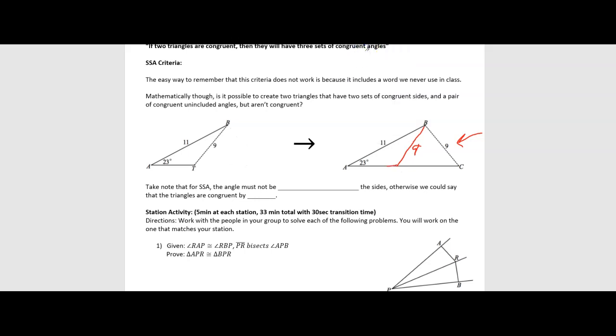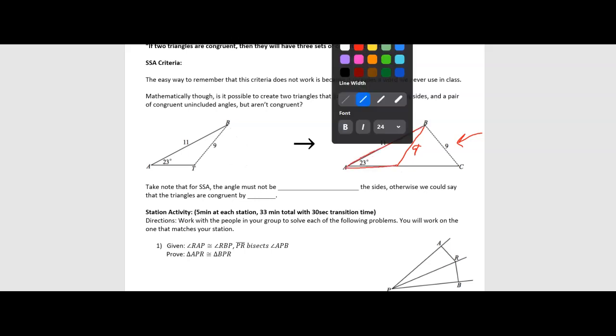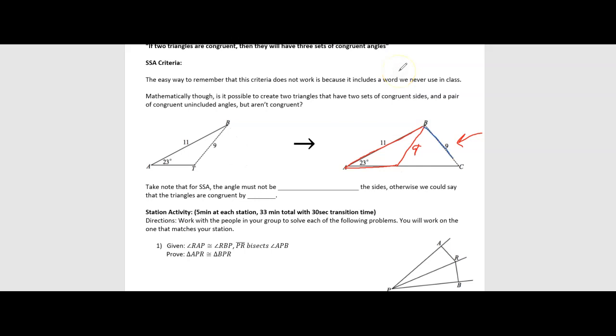And then you'd have the red triangle and the blue triangle. They share that 23-degree angle. They both share the 11 side, the side marked as 11, and they both have a side with a length of 9. So again, they fit SSA, but they're clearly not congruent.